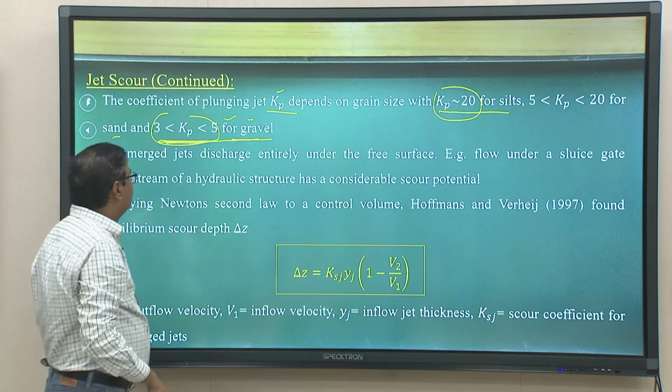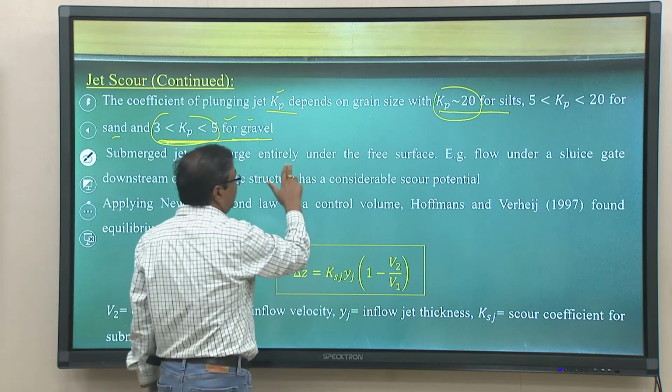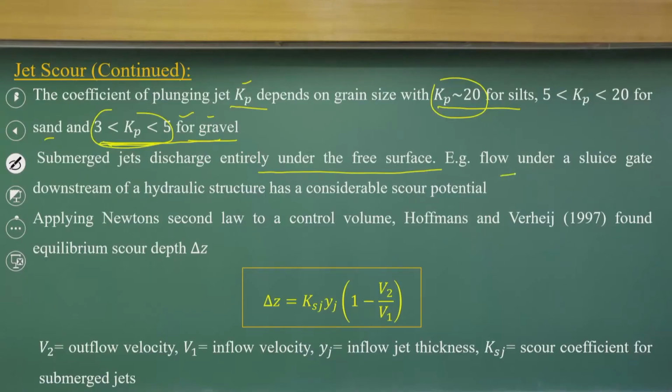That is the reason for submerged jets entirely under free surface flow under the sluice gate. So, if you have a sluice gate, you would also have considerable scouring potential.